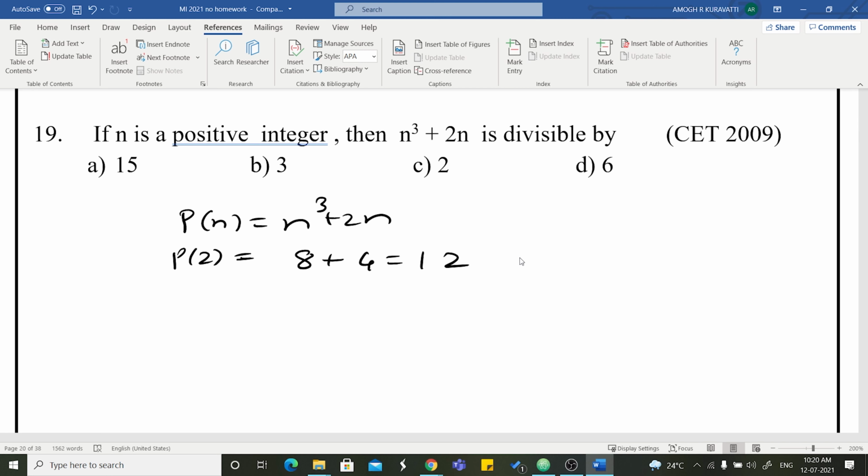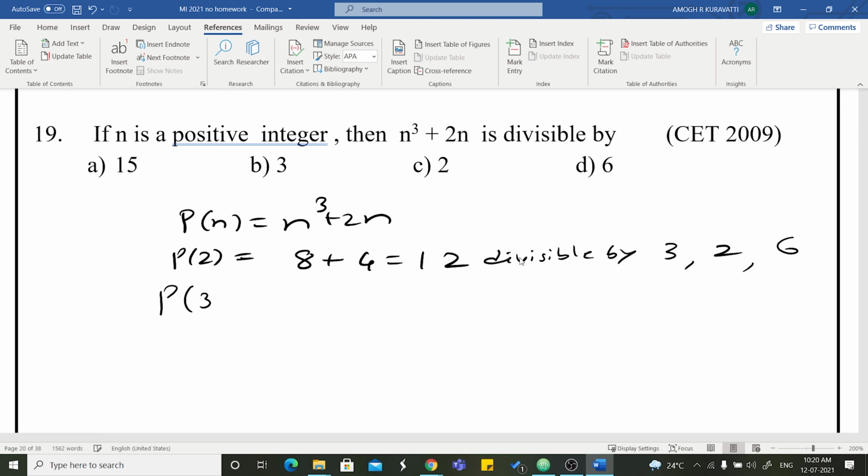So 12 is divisible by which number? 3. Right? 12 is divisible by 3. Does 12 come in the table of 3? As well as divisible by 2 itself, 2 also, as well as divisible by 6. We got more than one answer: B, C, D. What can you do?